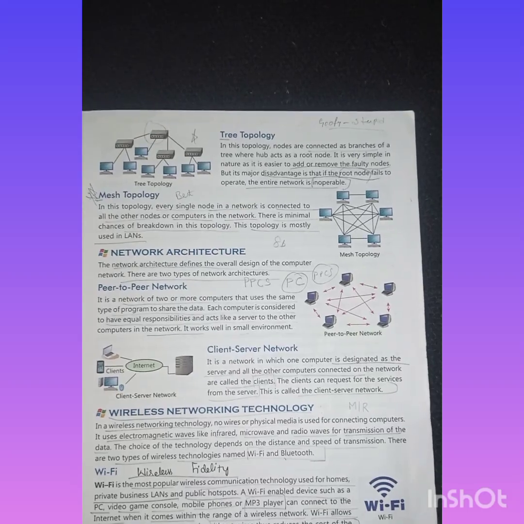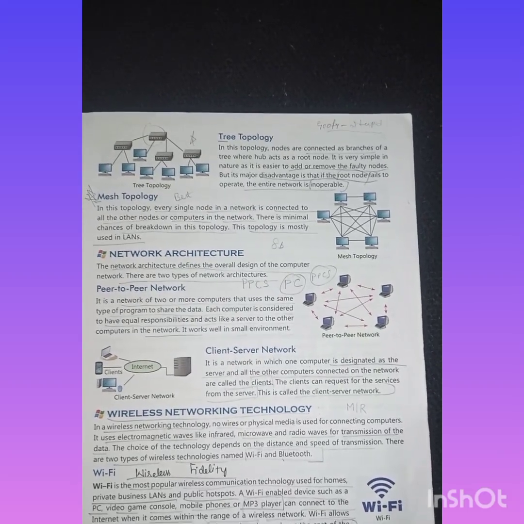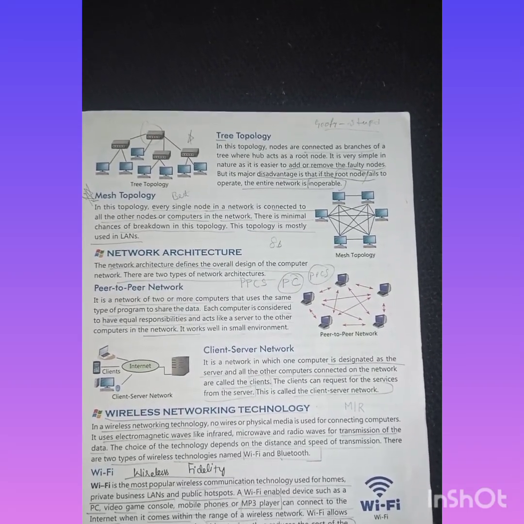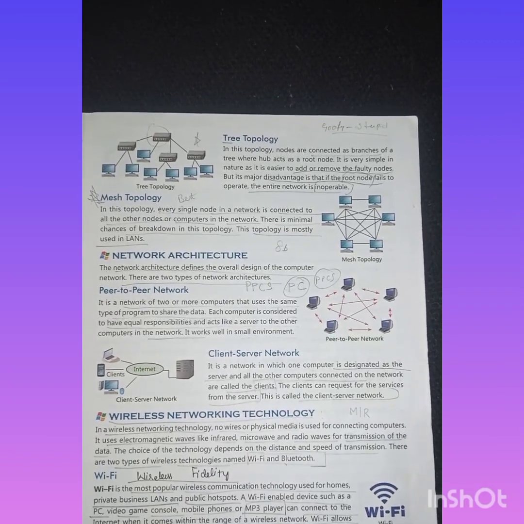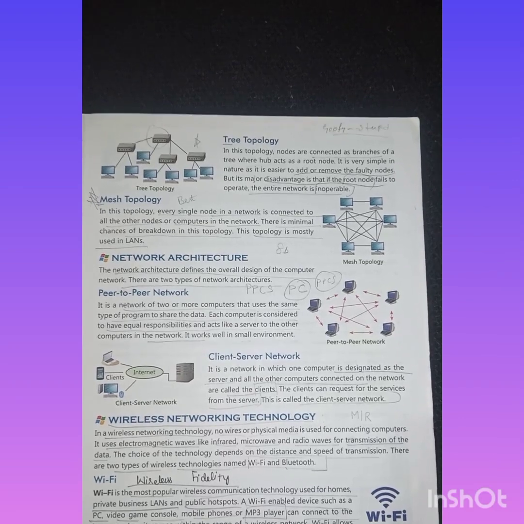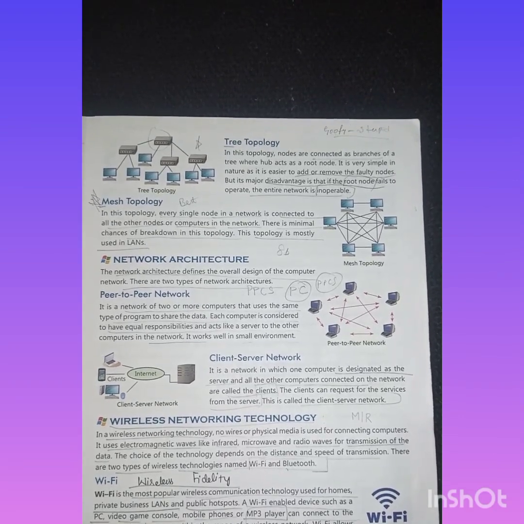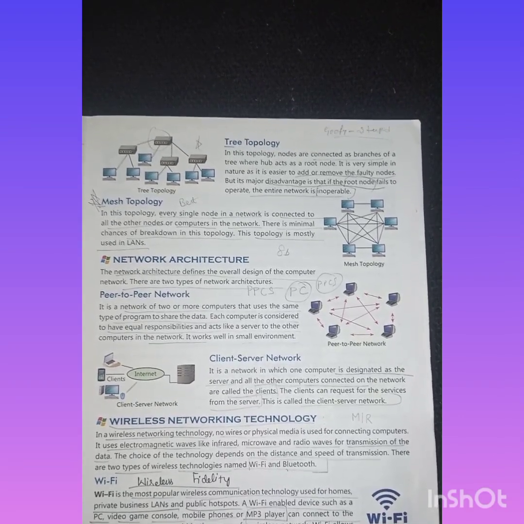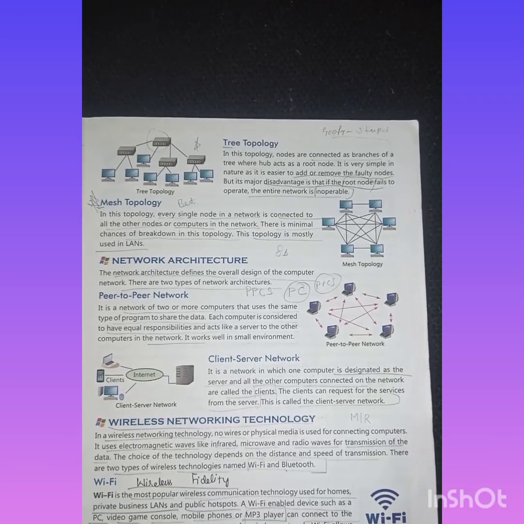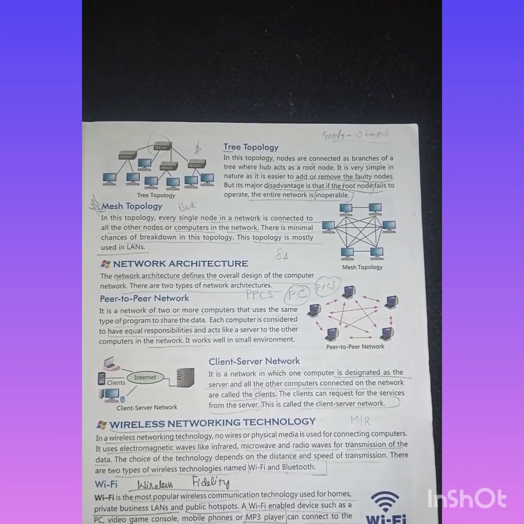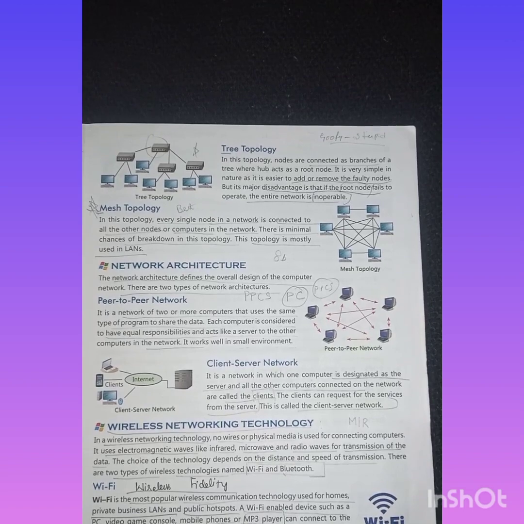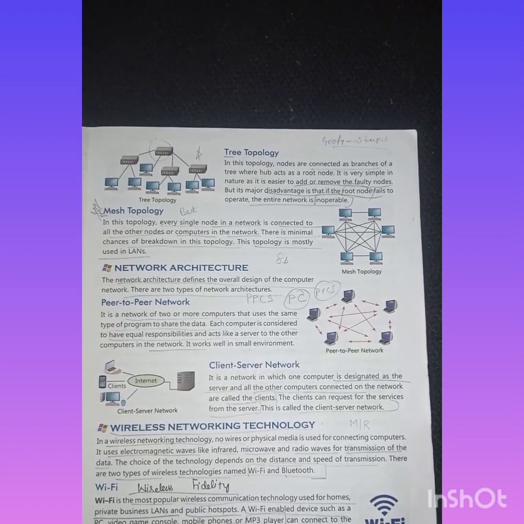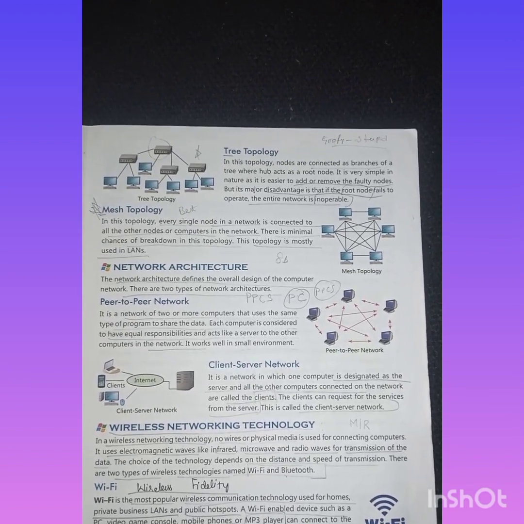Next is wireless networking technology, that is Wi-Fi and Bluetooth. In wireless networking technology, no wire or physical media is used for connecting computers. It uses electromagnetic waves like infrared, microwave, and radio waves for the transmission of the data. The choice of the technology depends on the distance and speed of the transmission. There are two types of wireless technologies named Wi-Fi and Bluetooth. Wi-Fi is nothing but wireless fidelity.